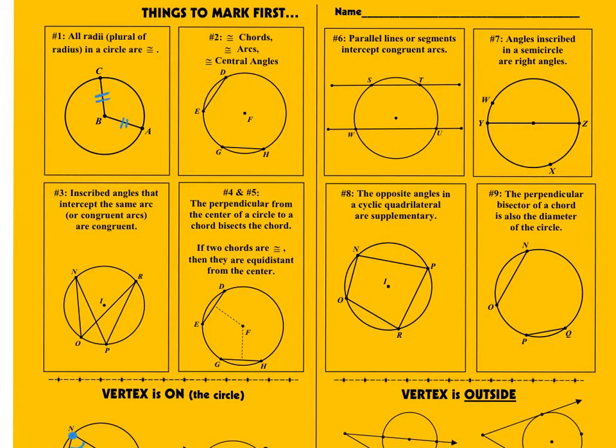The reason why this is going to be especially important is because if we drew in this chord AC, what we would notice is that we actually have an isosceles triangle. So always looking for those potential isosceles triangles will be important.